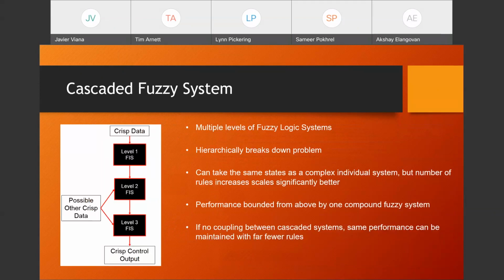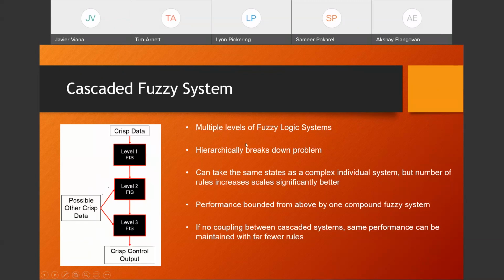So this is a visual representation of a cascaded fuzzy system. But we have this crisp data coming in, and this FIS that's at level 1 takes that data and outputs something. And level 2 takes the output from level 1, plus you might have other crisp data that's coming into level 2. And then you make a decision based on what the first FIS did, plus that other data, whatever it is. Then you output something and it goes to another FIS, which combines that output with potentially other crisp data. And then finally, this last FIS outputs the overall control action.